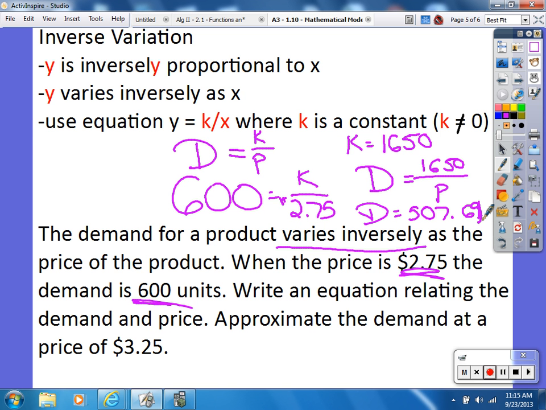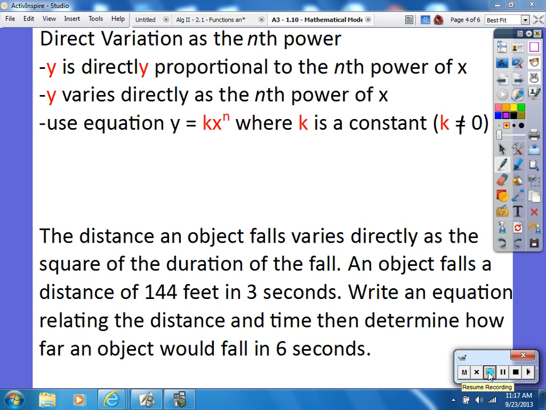All right. Come up with a real life example for this. So one thing's increasing, the other is decreasing. They go opposite ways here. Try to come up with another example for this. So here's our other one, direct variation as the nth power. It's our final one we're talking about.